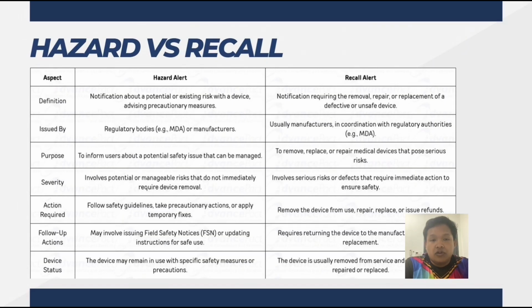Next one is follow-up actions. A hazard alert may involve issuing field safety notices, FSN, or updating instructions for safe use. For a recall alert, it requires returning the device to the manufacturer for repair or replacement. The last aspect is device status. For a hazard alert, the device may remain in use with specific safety measures or precautions. But for a recall alert, the device is usually removed from service and not used until repaired or replaced.